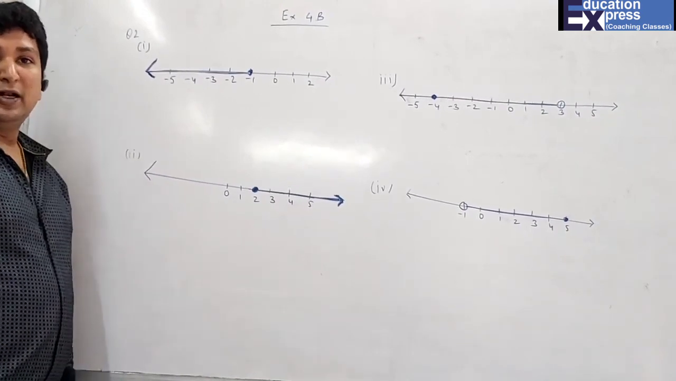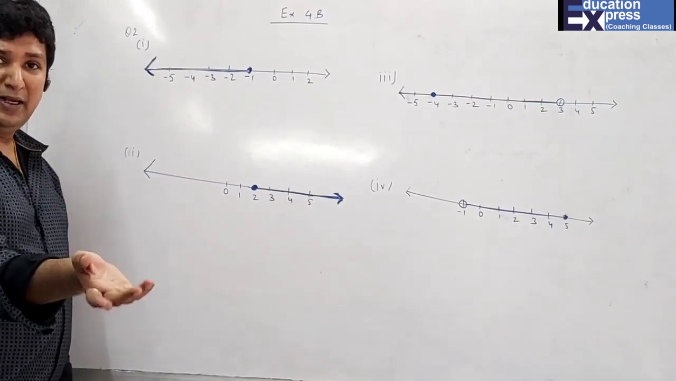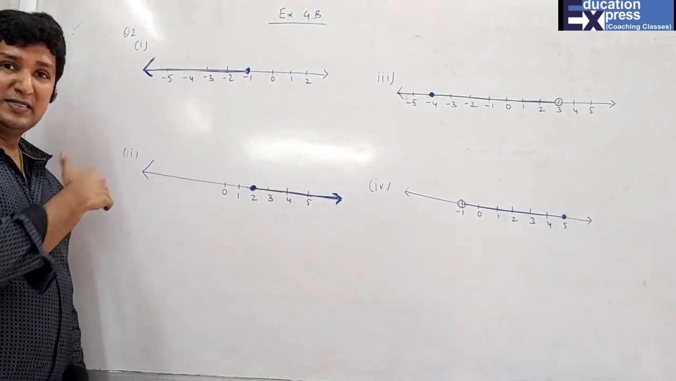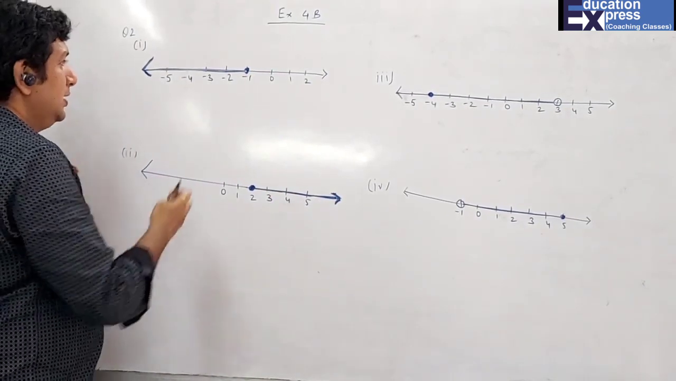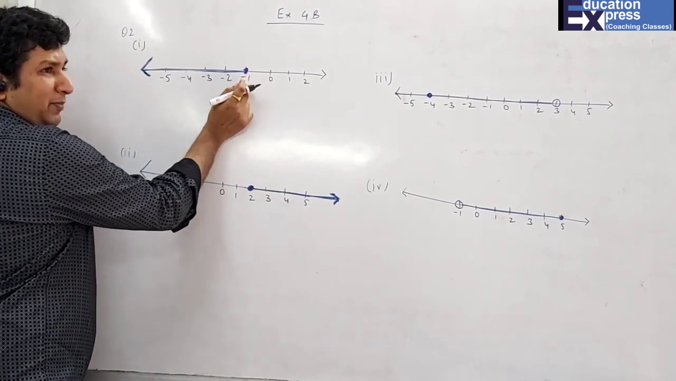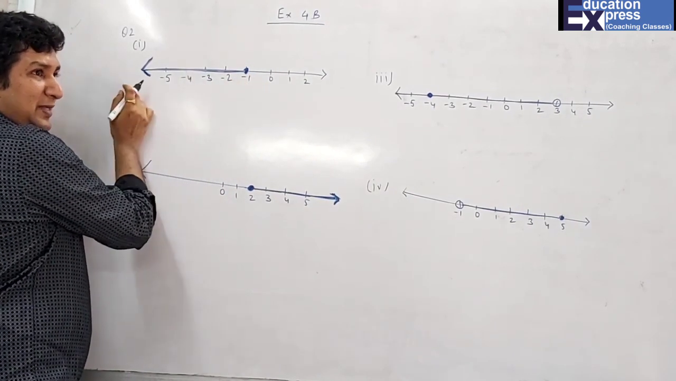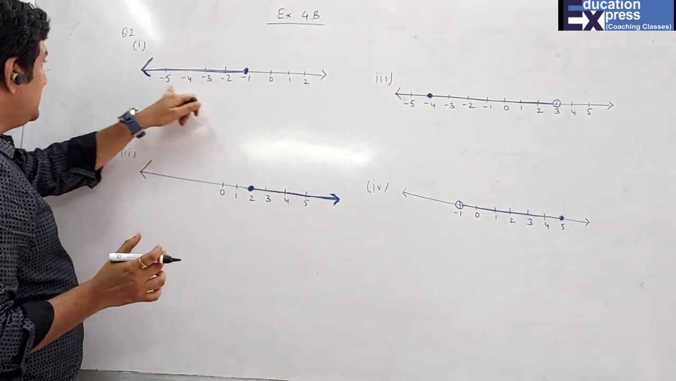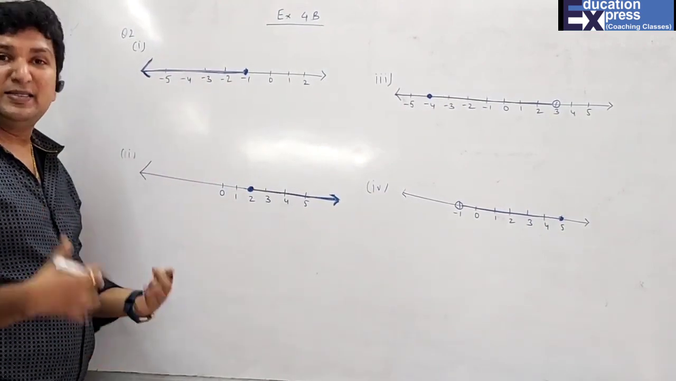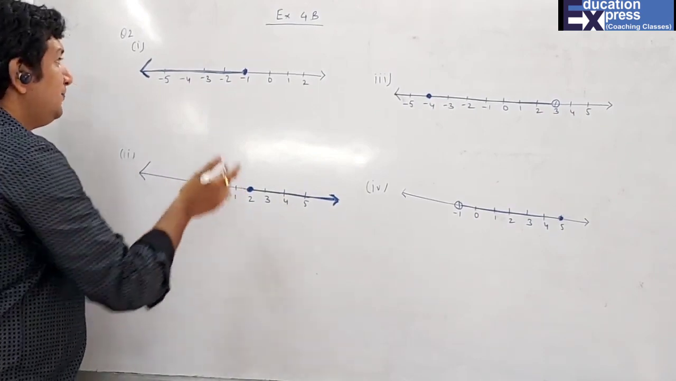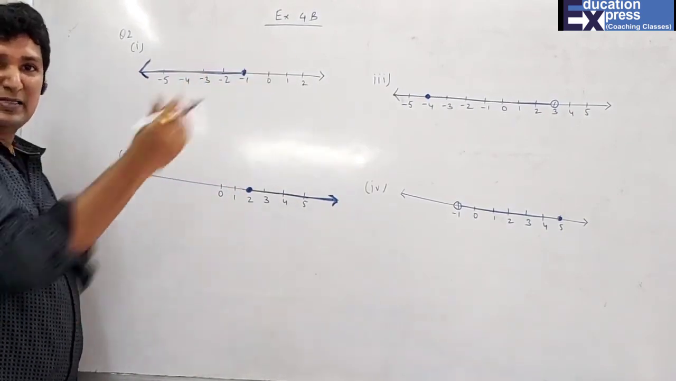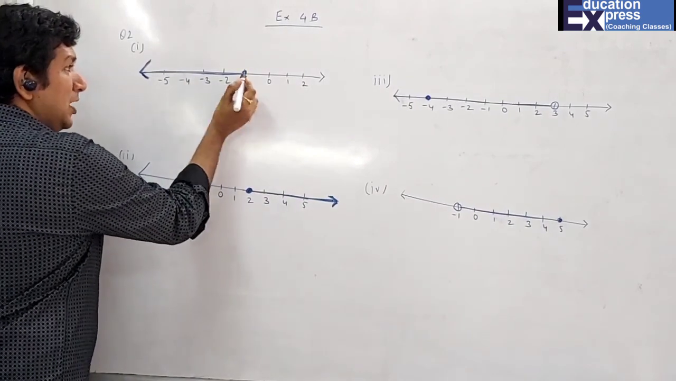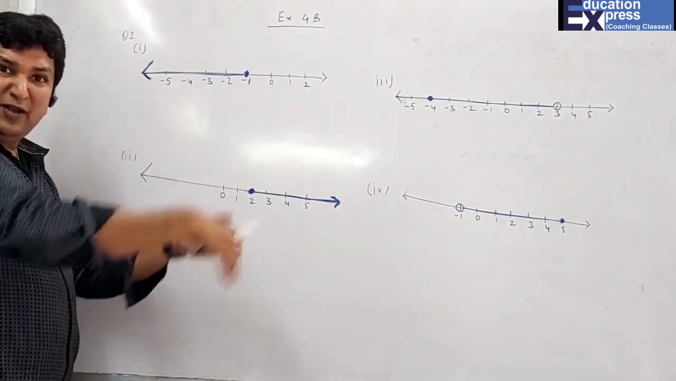Now as I have told you, always see what the left hand side limit is and what the right hand side limit is. So here, it's starting with minus 1 and going on the left hand side. That means minus 1 is the right hand limit and the left hand side has no limit. That means it is infinite. So from minus 1 it's going on the left hand side, which means minus 1 or less than minus 1, because left hand side is less.